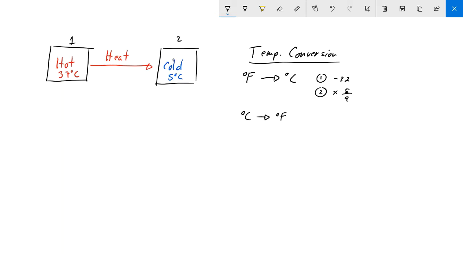This is step number one. The first thing that we would do is we would take our degrees Celsius and we would multiply it by 9/5. And then once we have that number, we would add 32.